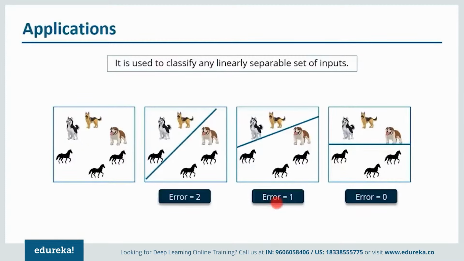Once again, if you remember, steps 2 and 3 of our perceptron learning algorithm will be done. After that, our weights will be updated and our desired output will become equal to our actual output, and we get a line something like this. So we have now properly classified dogs and horses, and this line separates both of them. This is how we can use a single layer perceptron in order to classify any linearly separable set of inputs.